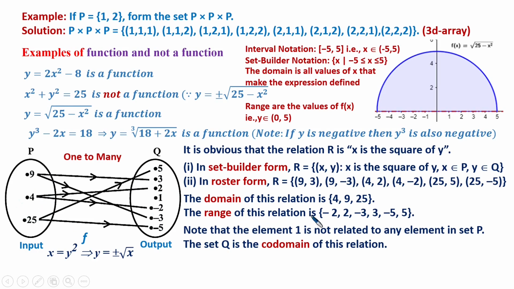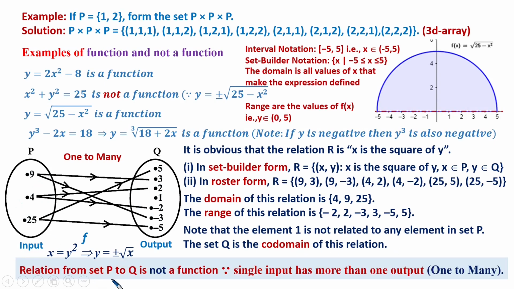And the range of this relation is, you have to consider only the outputs which are marked by arrows, that is minus 2, plus 2, minus 3, plus 3, minus 5, plus 5. Note here that in a set the order is not so important, unlike in an ordered pair. Note that the element 1 is not related to any element in P, and the set Q is the codomain of this relation. So the relation from set P to Q is not a function, as we mentioned earlier, because a single input has more than one output, one to many.